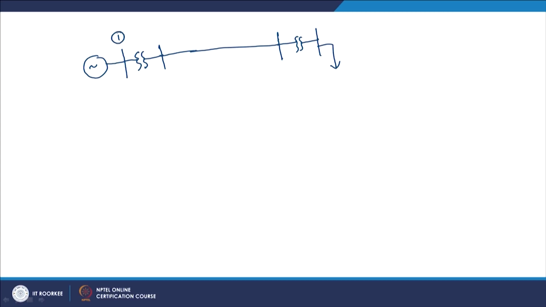For example, let us say I have a very simple diagram. Suppose there is one generator, it is connected to bus 1, then there is a transformer, and after that there is a transmission line, then there is another transformer, then another bus, then there is some load. Let us say this is bus 1, bus 2, bus 3, bus 4, and this is bus 5, and there is also some interconnection between bus 3, bus 2 and bus 5.